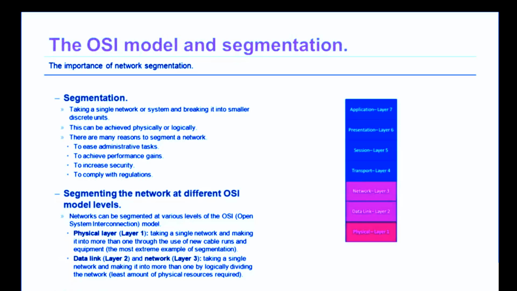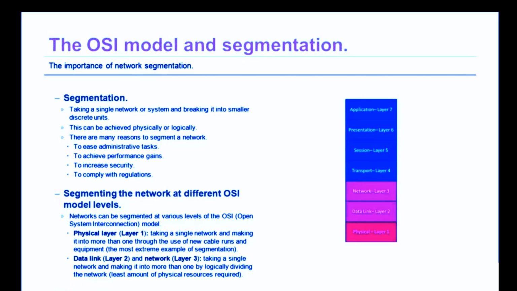And either way, it involves different levels of the OSI reference model. It can be achieved at layer 1, the physical layer. This is taking a single network and making it into more than one network through the use of cable runs and equipment. This is the most extreme example of network segmentation. Not only is this the most extreme example of segmentation, but it's also an example of physically segmenting a network.